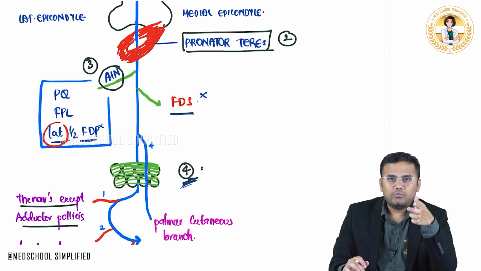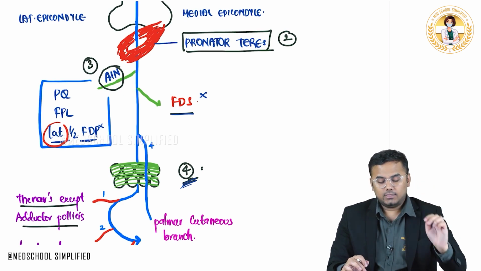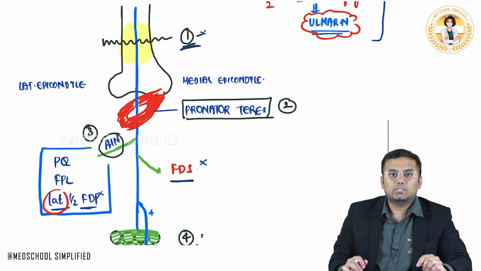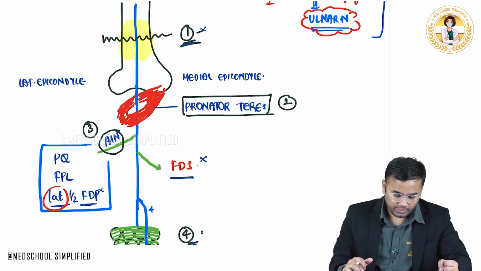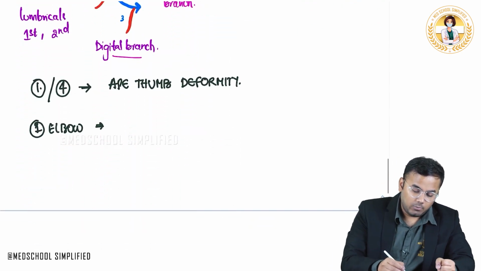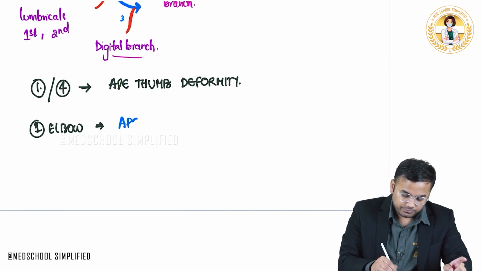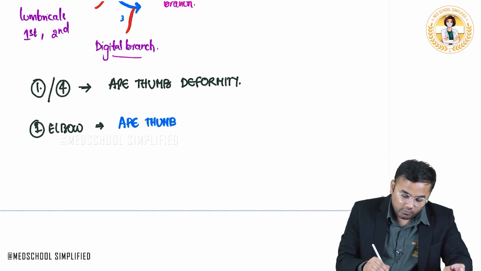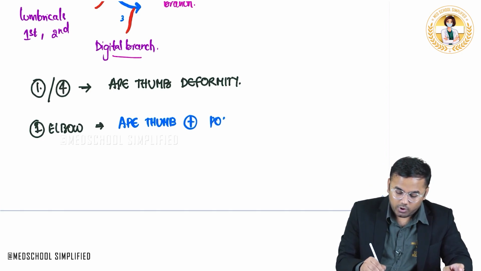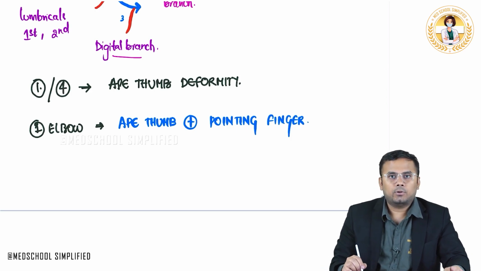So this kind of deformity is called pointing finger deformity. To explain this I've given such a long explanation, but still it is worth it. So at the level of the elbow, what are the things you see? First thing, ape-thumb deformity, write it down. Ape-thumb is common everywhere, right? Along with ape-thumb deformity, you also see pointing finger deformity.